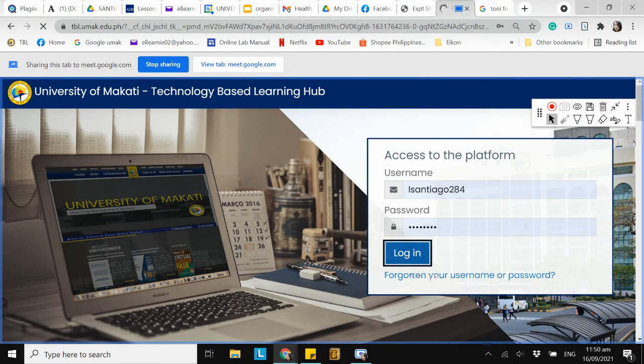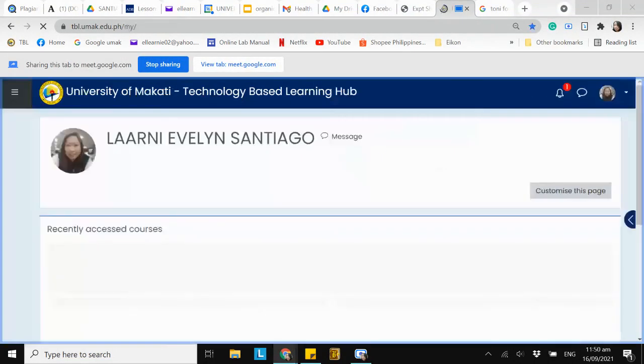Okay, wait lang pa. Nag-load pa si TBL Hub, naghahang eh. Anak ng kagaw naman, ang ingay naman yan.